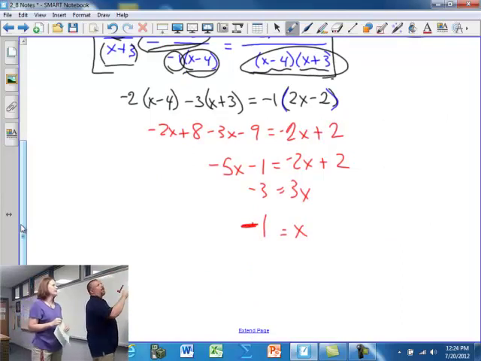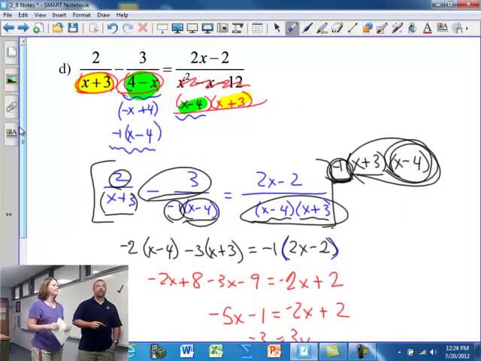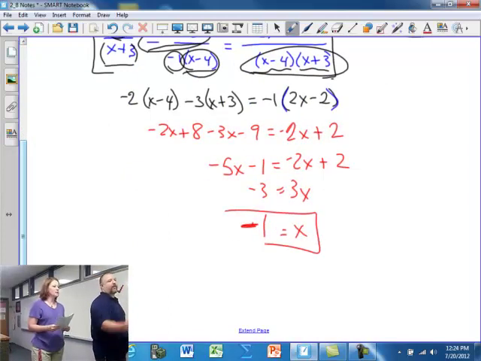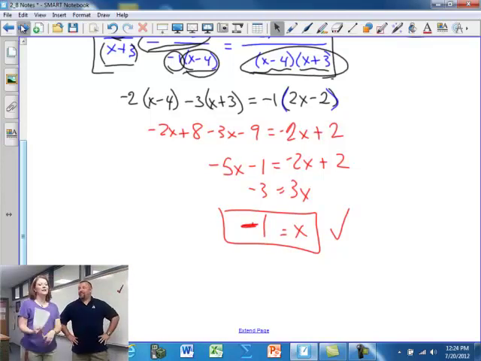Very nice. What do we have to check? We have to go make sure we didn't divide by 0, all the way back to the beginning. Does negative 1 make any of these fractions 0 at the bottom? No, it does not. So we are okay, and that big ugly mess just equals x is negative 1. Math is so cool.